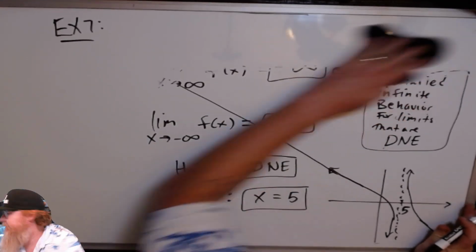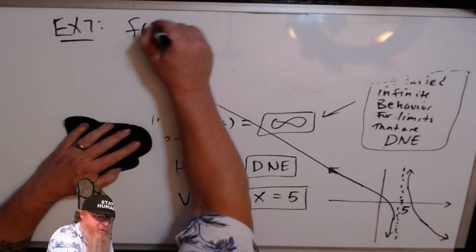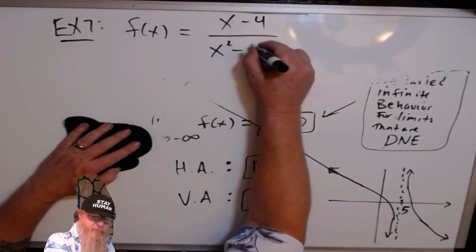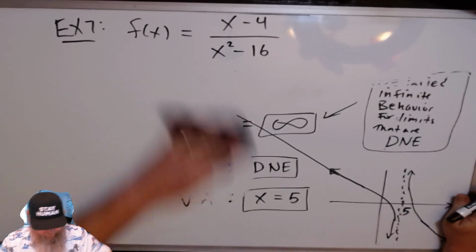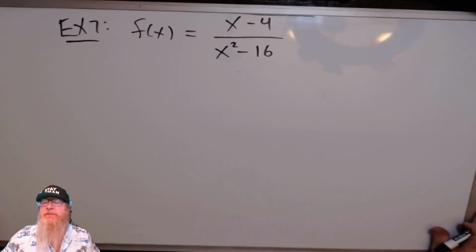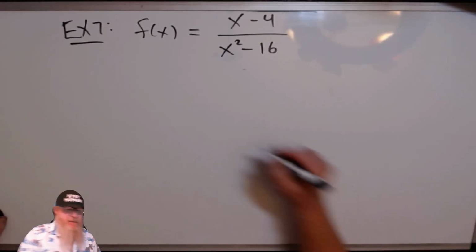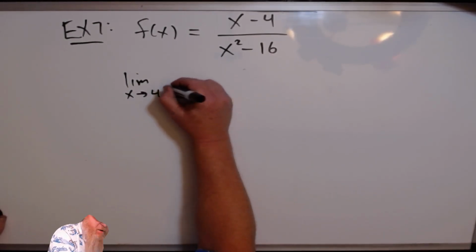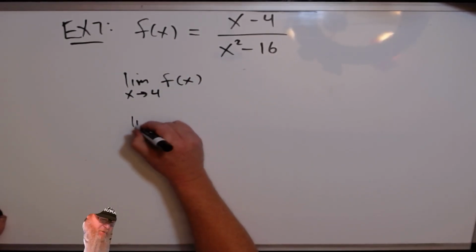Example 7. Oh, this is one of my favorites. I love this one. So nice and compact. Let's find some limits. Let's do 4 and -4.